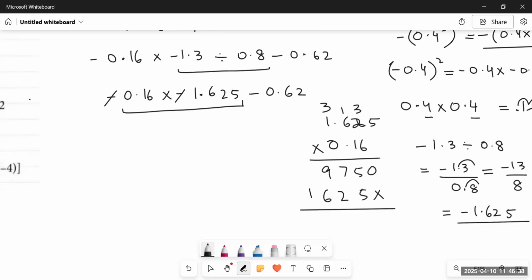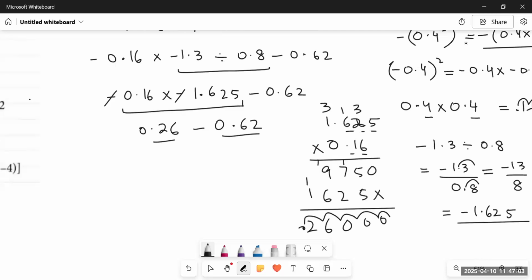Then we will add them. So the answer would be 1, 2, 3, 4, 5. Here comes the decimal point. So it would be 0.26. And then here comes a minus sign, 0.62. This is positive, this is negative.